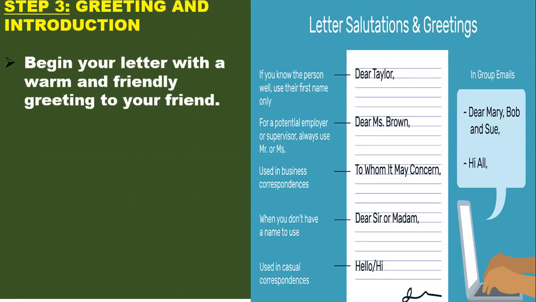Begin your letter with a warm and friendly greeting to your friend. As you can see here, if you know the person well, use their first name only. And this is appropriate for an informal letter, which is what we are discussing right now. If your friend's name is Taylor, for example, you can write, "Dear Taylor." This is different from someone that you are not familiar with. You address them by their surname, and then a purely official letter can be "Dear Sir" or "Dear Madam."